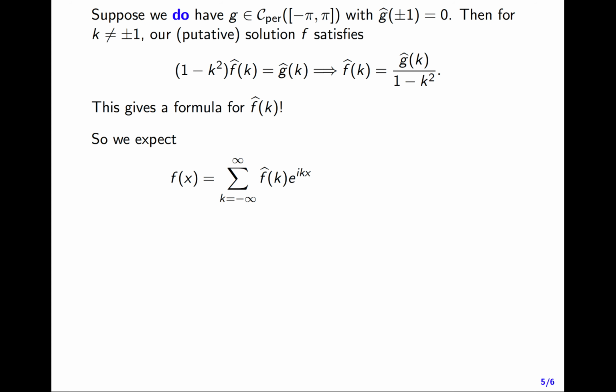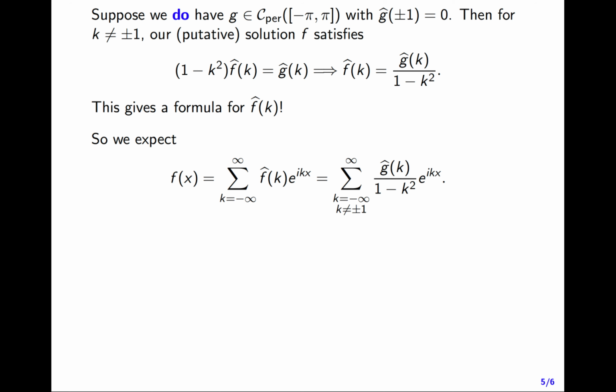So I should expect that f of x can be written as its Fourier series. After all, I'm looking for a C1 solution to the problem, so I'd want to be able to write f of x equals the sum from k equals minus infinity to infinity of f hat of k times e to the ikx by our convergence theory from last week.